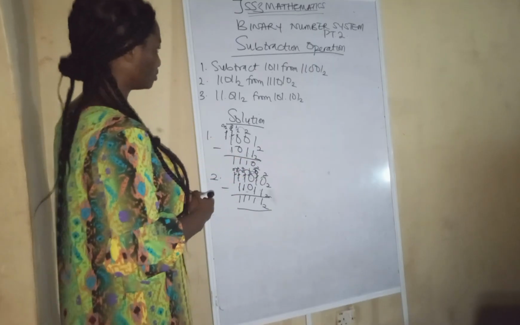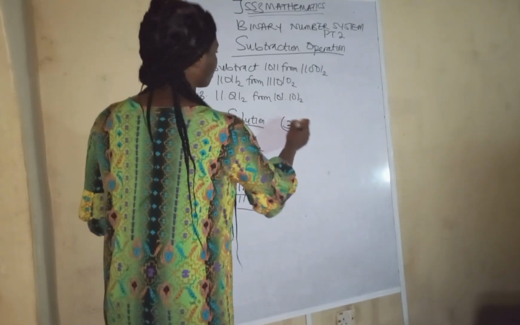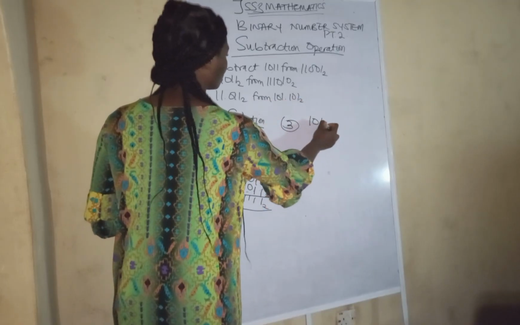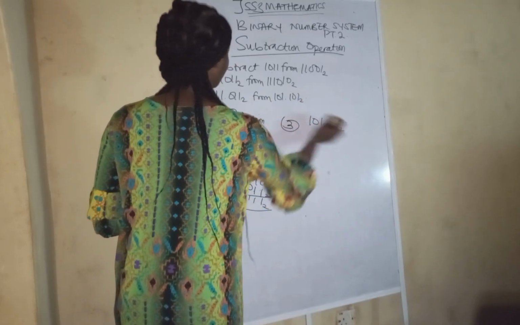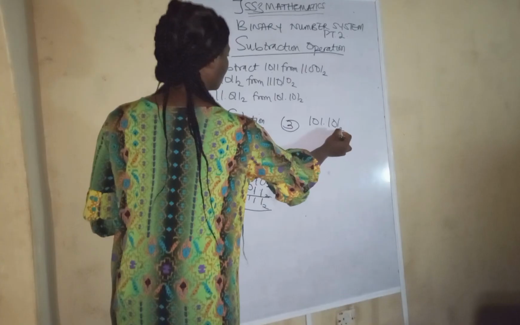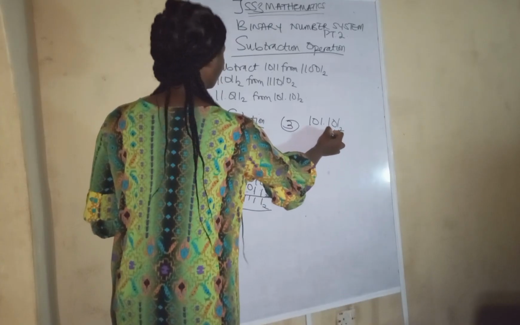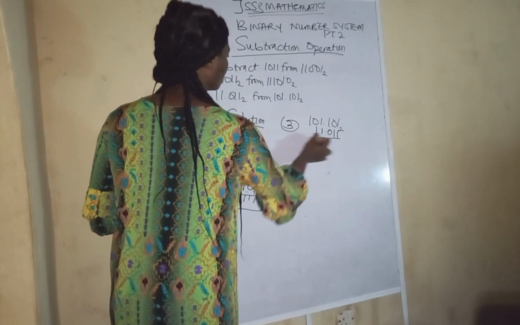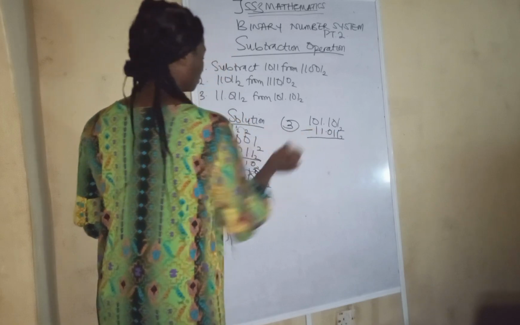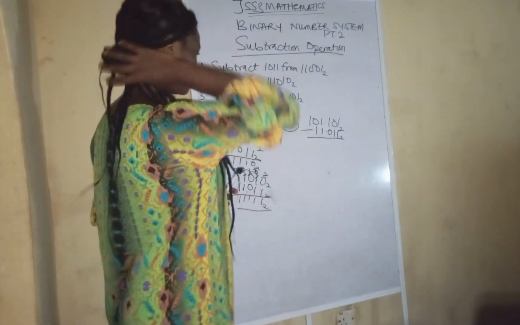So now the next one is this. This one has the decimal points, so we start from the back again. 110.11 will be 2. Okay, so let's solve it now.